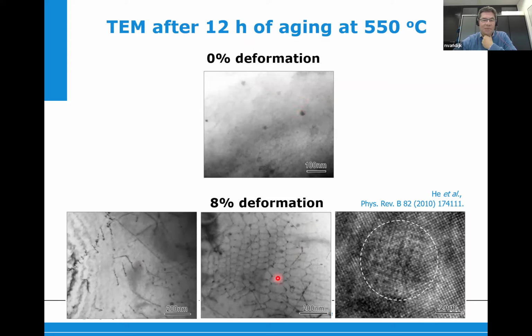If you have deformed, you also get all these dislocations, which help you to also get additional precipitation. The precipitates themselves, if they're very small, are coherent. And if they get a bit bigger, then they get these internal structures, which have these zigzag patterns, also known as having internal 3R and 9R structures.